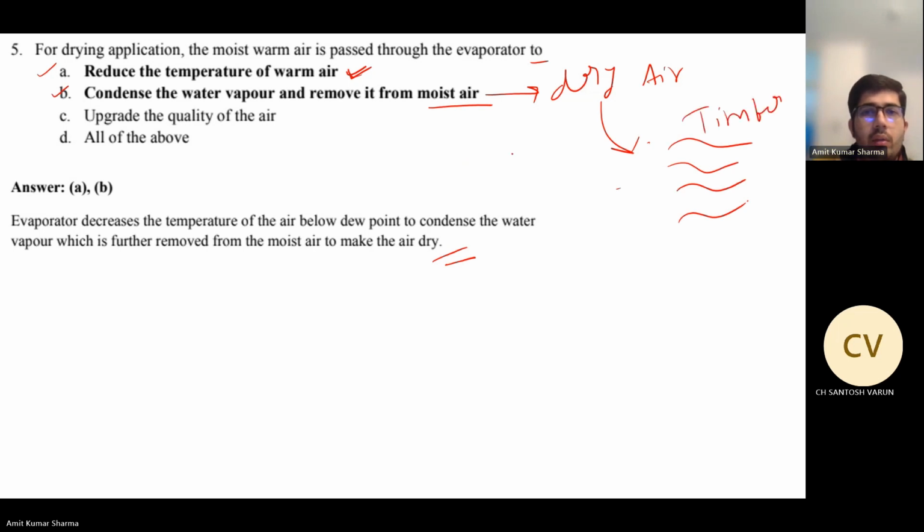Then again, this dry air will absorb the moisture from the timber, and again it will go to the evaporator. In the evaporator again, it will reduce the temperature of the warm air, condense the water vapor and remove it from the moist air. So the answers are A and B. Option C is wrong because there is no such case of upgrading the quality of air. We are not purifying the air. Basically, we are just removing the moisture from the air. We are not upgrading the quality.